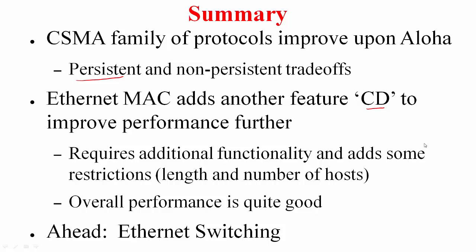Now this collision detection definitely needs additional functionality in terms of hardware support. It also places restrictions in terms of the length of the cable, frame size, and so on, as well as the number of hosts that can be part of the particular system. But by appropriately configuring Ethernet, you can achieve good performance. All said and done, within a collision domain, the maximum number of hosts you can support or the network diameter it can take is rather restricted. If you want more hosts and a larger network span, you need to do something different, that is Ethernet switching, which we will cover in the near future.